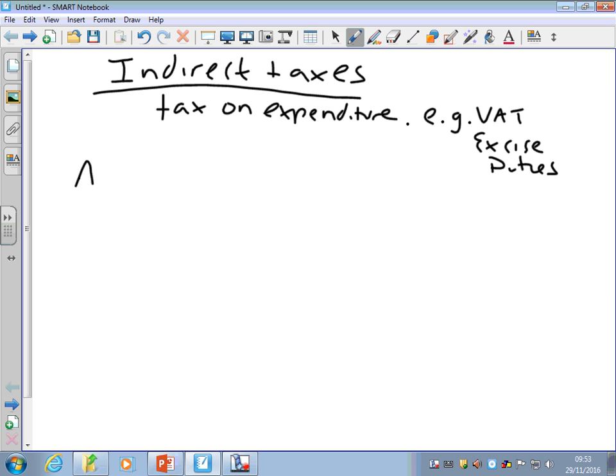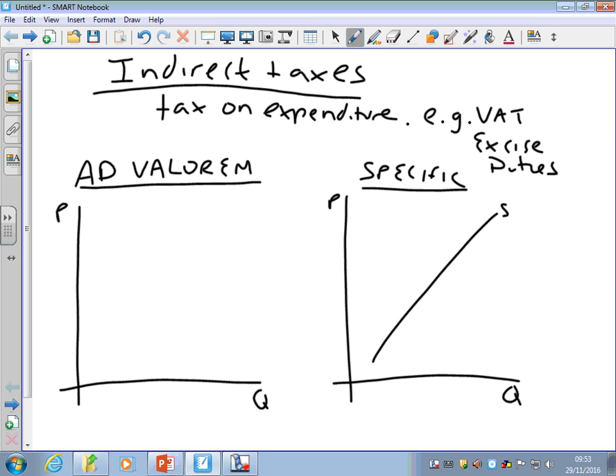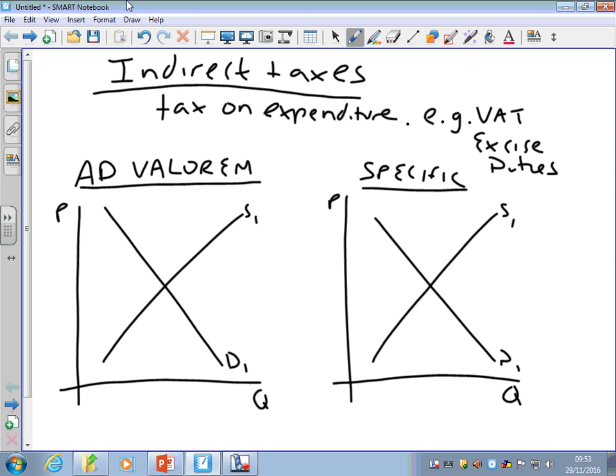What you've got to be aware of for the exam are two different types. We have an ad valorem tax, and we have a specific tax. So the best way to think about this is in two market equilibrium diagrams. So what we'll do is draw a couple of equilibrium points. So we've got P1, Q1, and we've got the same thing over here, P1, Q1.